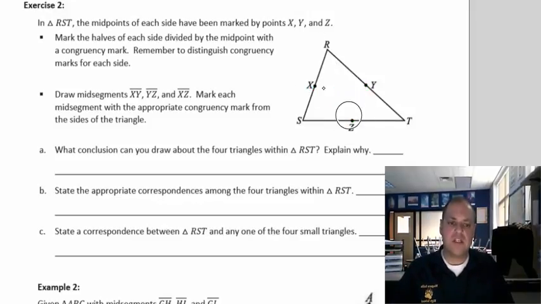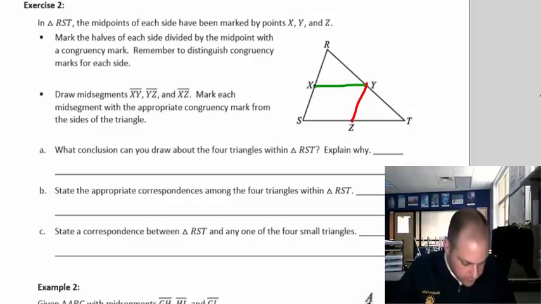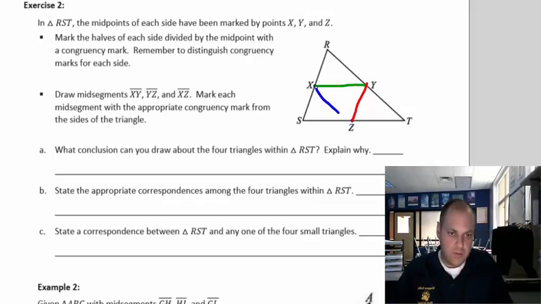I'm actually going to change colors. I'm going to go green here, red here, and then blue here. Okay? Because this is the midsegment of this here. So this is congruent to this, right? So we're going to mark those congruent. Those are all congruent. So I'm going to put a little hash mark on there.